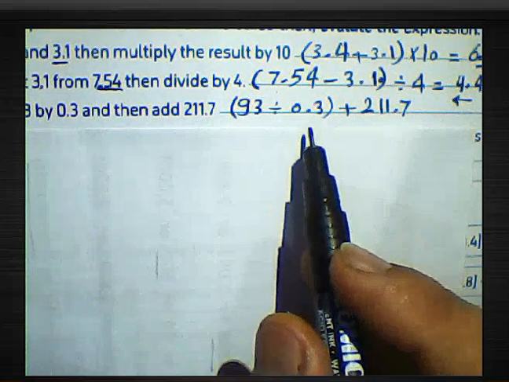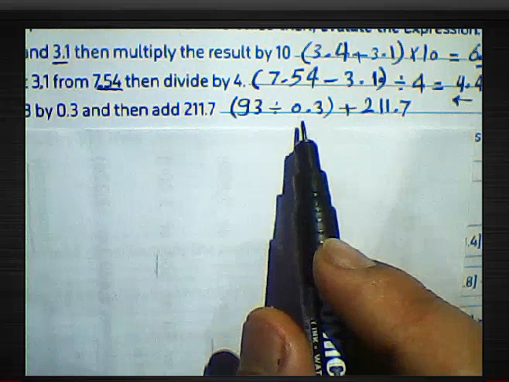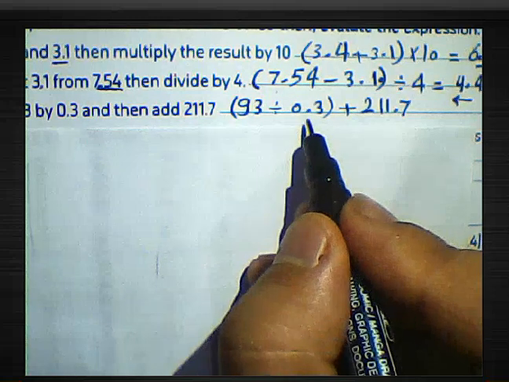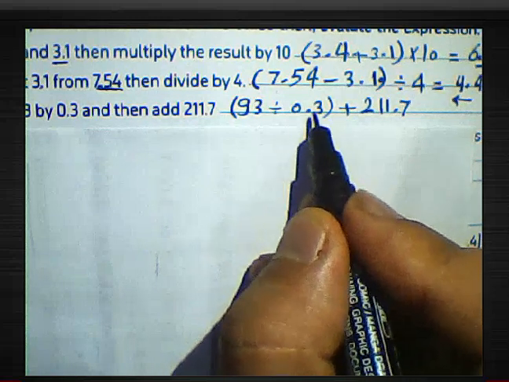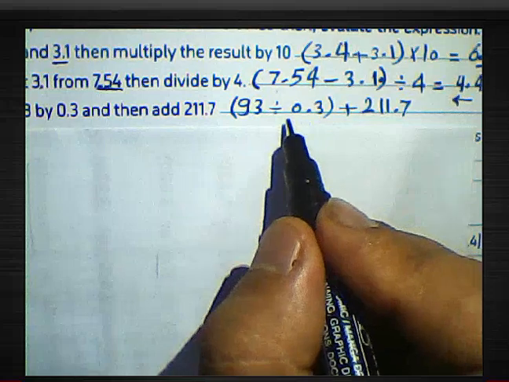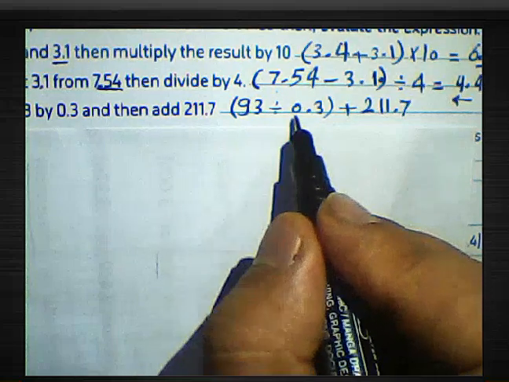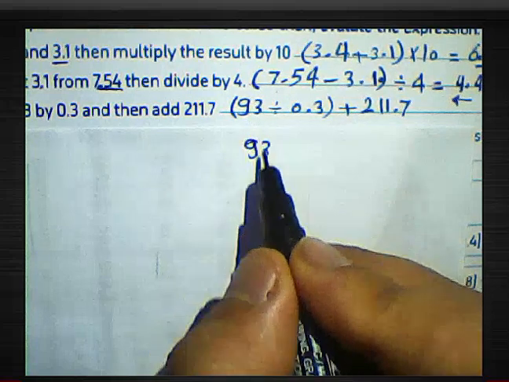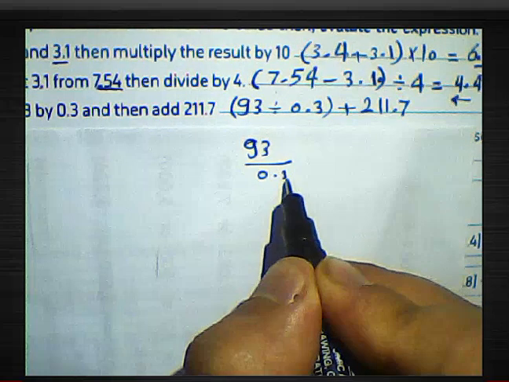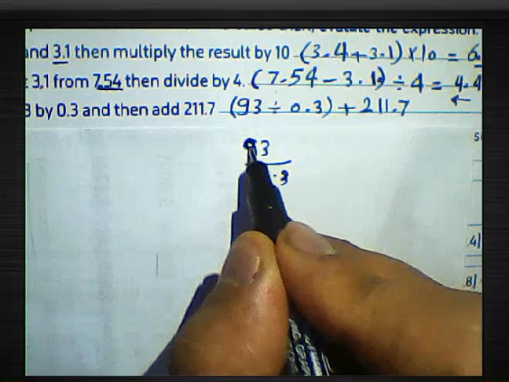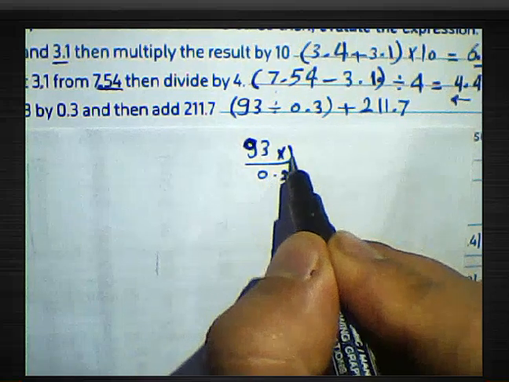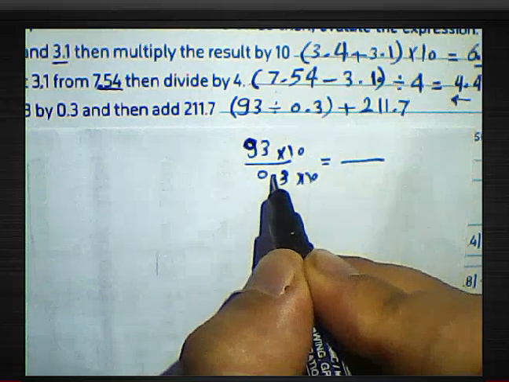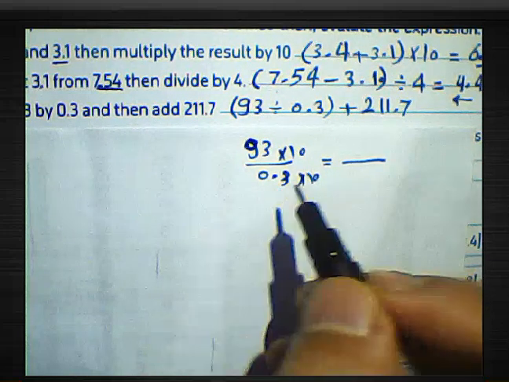0.3 is the divisor. The divisor here must be a whole number, so multiply by 10. We can find the result of this operation by multiplying numerator and denominator by 10. It means 93 divided by 0.3. We can solve this problem by multiplying by 10 to cancel the point in the decimal number in the denominator.